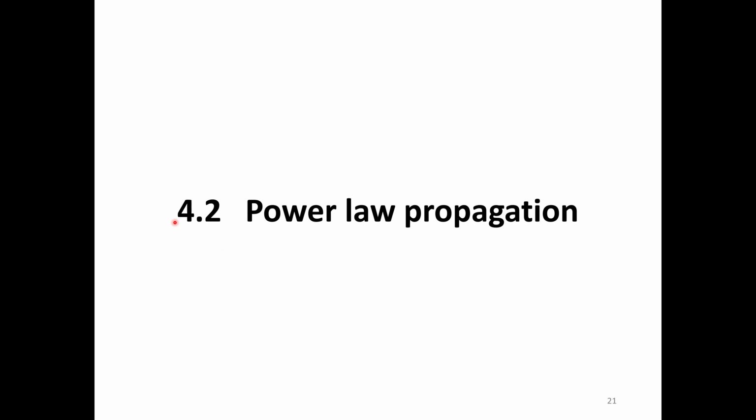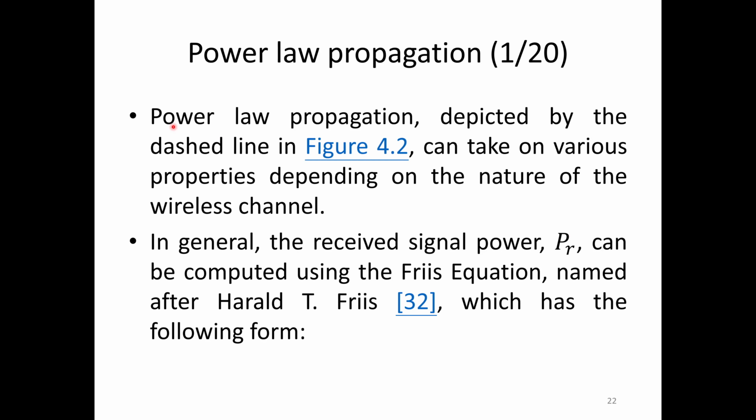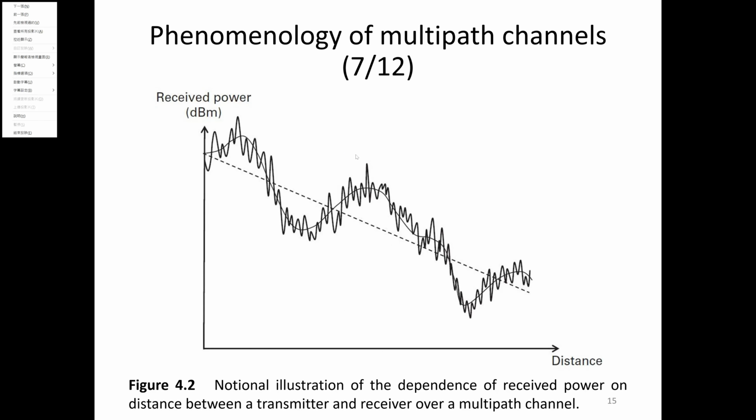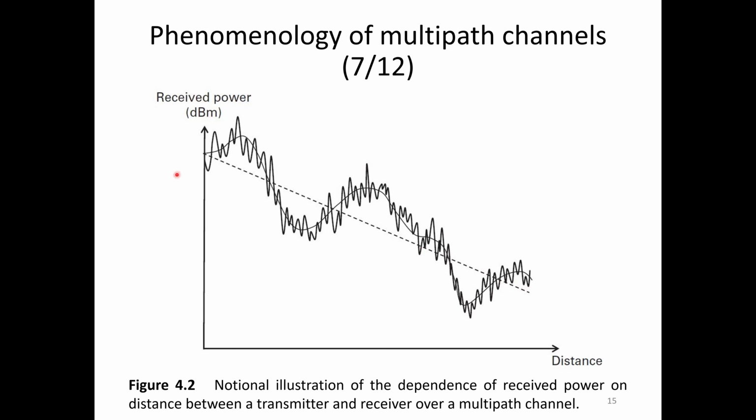Next let us go to section 4.2, power law propagation. Power law propagation is depicted by the dashed line in figure 4.2. Let us go to figure 4.2 again. In figure 4.2 we can see that there is a dashed line which represents the path loss, which is a part of the large scale fading.